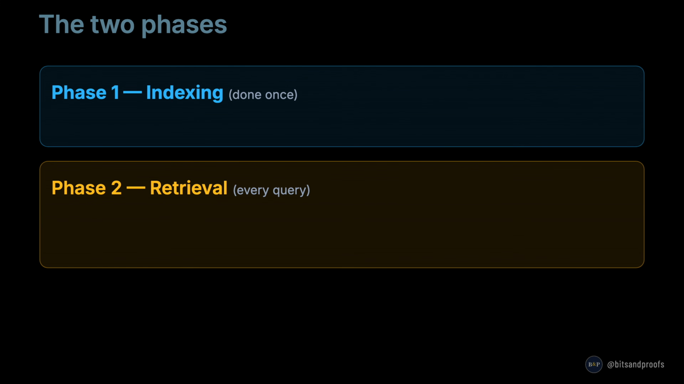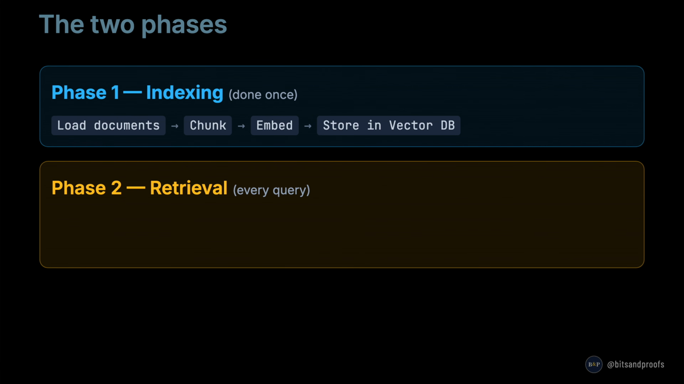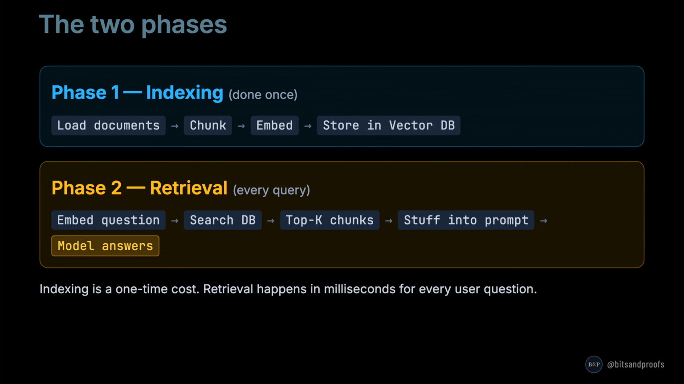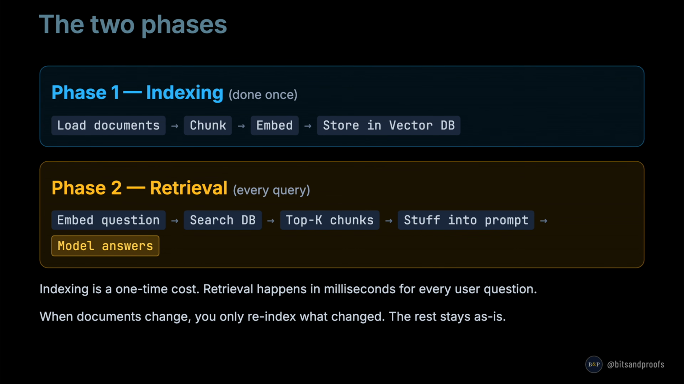A RAG system has two clearly separated phases. The first is indexing. Indexing runs once. You load your documents, split them into chunks, embed each chunk, and store the vectors in a vector database. This is preparation. It happens before any user asks a question. The second phase is retrieval. You embed the user's question, search the vector database, retrieve the top matching chunks, stuff them into a prompt, and send it to the model. Indexing is a one-time cost. Retrieval happens in milliseconds for every question because of vector databases. When a document changes, you only re-index that document. The rest stays as is.